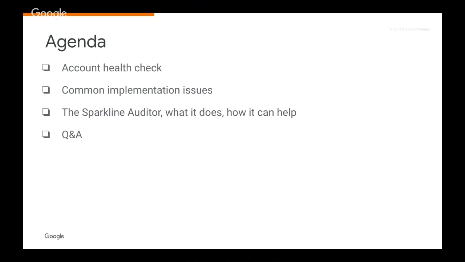So today's discussion on implementation issues covers two fronts. First, we take a quick health check of your analytics account. This will ensure that you've got the basics covered and have an account that is configured properly. The second half of our discussion covers common pitfalls in accounts that are already up and running. We will see the impact of issues on accounts and explore a tool, the Sparkline Auditor, that can help speed up that process of looking at account-related issues. We'll then answer questions you may have before the end of the session.